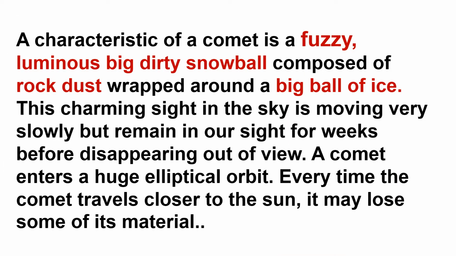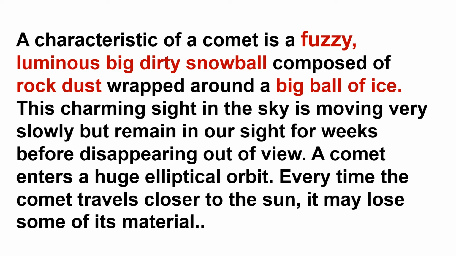So now we have to discuss the characteristics of a comet. A comet is a fuzzy, luminous, big, dirty snowball composed of rock dust wrapped around a big ball of ice. This charming sight in the sky is moving very slowly, but remains in our sight for weeks before disappearing out of view. A comet enters a huge elliptical orbit. Every time the comet travels closer to the sun, it may lose some of its material.